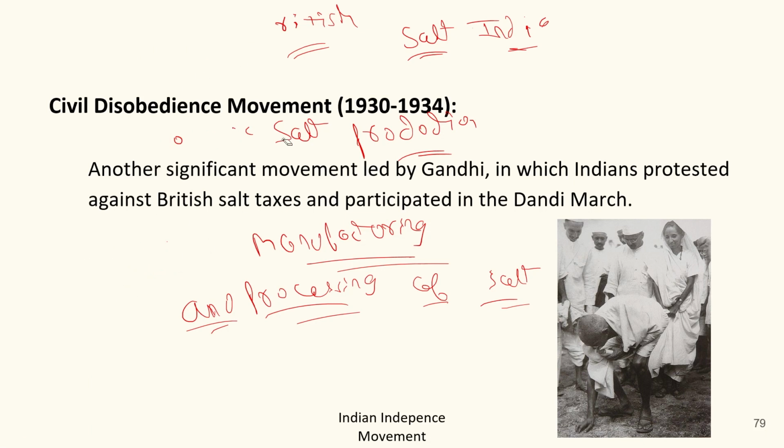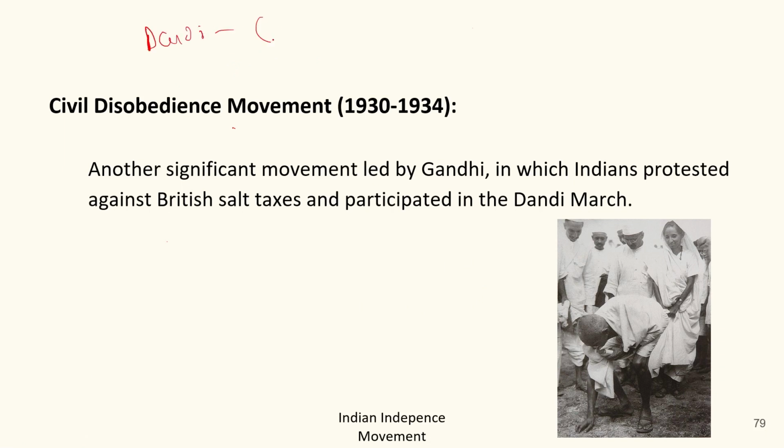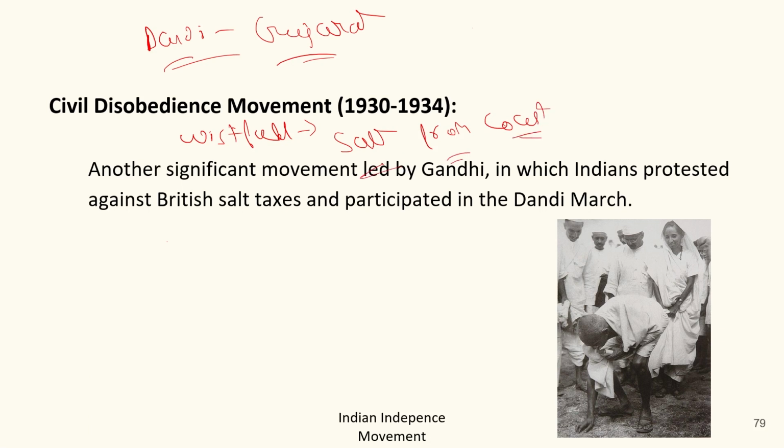Okay, but what happened? Mahatma Gandhi led the Dandi March. It was basically called the Dandi March, or you can say the civil disobedience movement. It means that they refused to accept the salt law, and they decided to launch a march to the Dandi, Gujarat coast. And after reaching Dandi, he took a fistful of salt from the coast to violate the salt law.